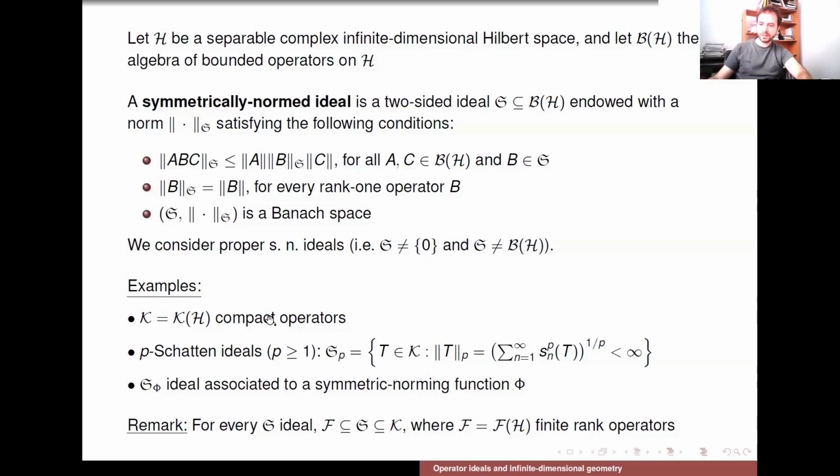Some examples here: the compact operators, the p-Schatten classes for p greater or equal than 1, and the operator ideals associated to symmetric norming functions that we defined in the first lecture. We recall the following remark by Calkin. Every operator ideal must contain the finite rank operators and is contained in the compact operators.